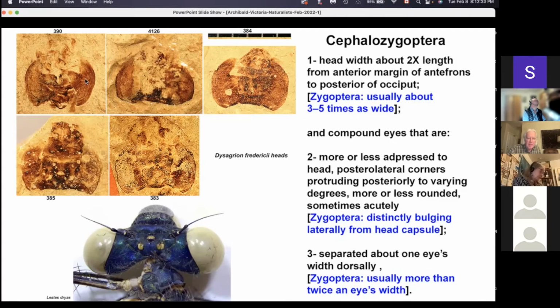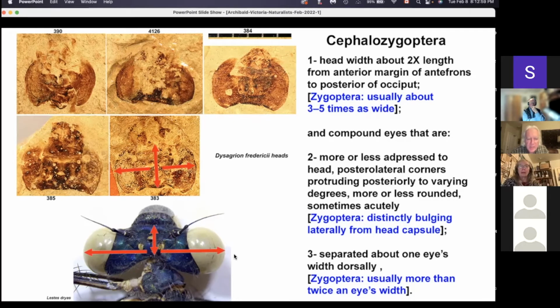And here are more Dysagrion specimens from the Green River of Colorado. And you can see that these are going to be this new Cephalozygoptera, and they're Dysagrionidae, and here's a regular damselfly. So the way they differ is that the width of the head, from the outside of the eyes, is about twice the distance from the front to the back, not counting the mouth parts. Whereas in the damselflies, it's about 3 to 5 times wider than it is long. So this is a much different basic shape to the head.